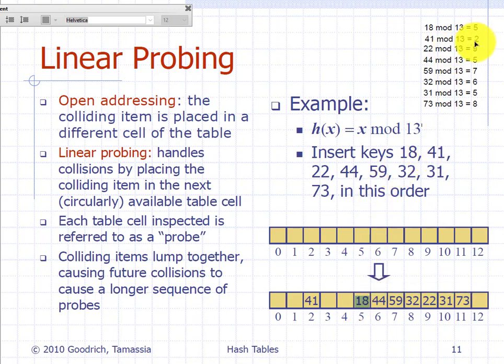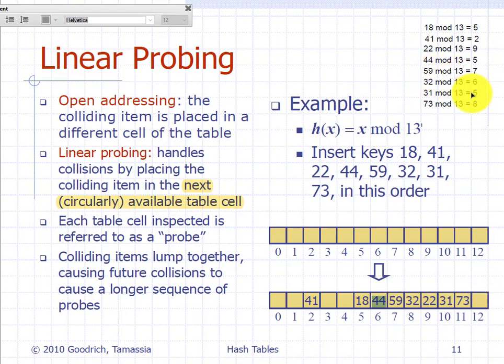41, where does it go? 2. Right? 41 goes into 2. 22 goes into 9. 22 is in 9. 44 goes into 5. But remember, 18 was in 5. So what do we do? Well, we can't put it on top of 18. So we just put it in the next circularly available cell, which means we'll put 44 in position 6.